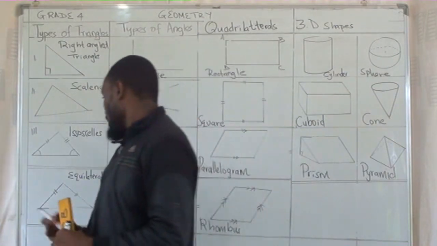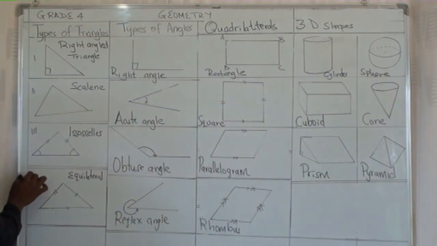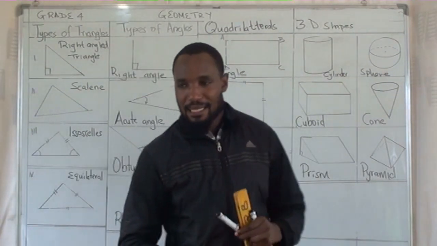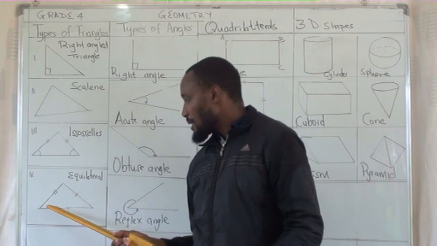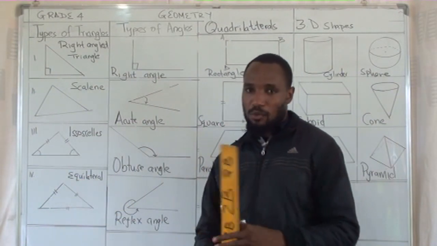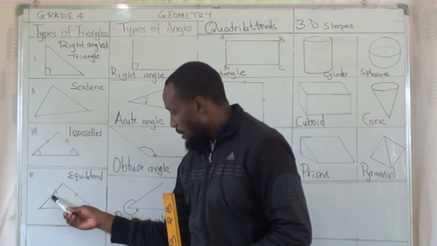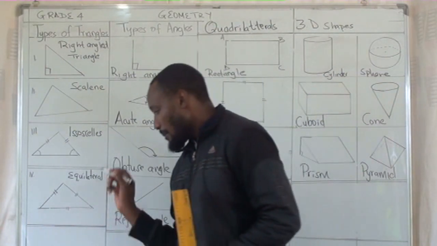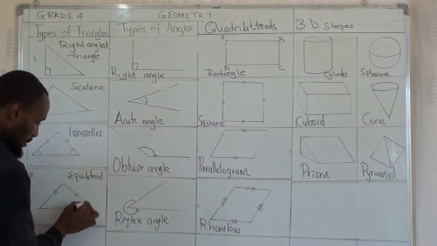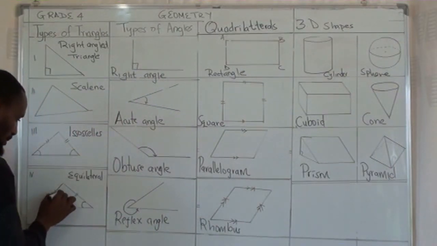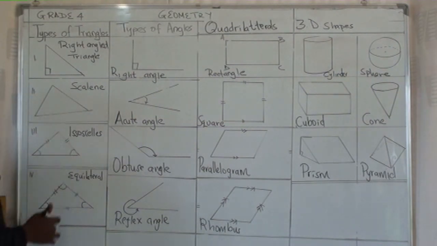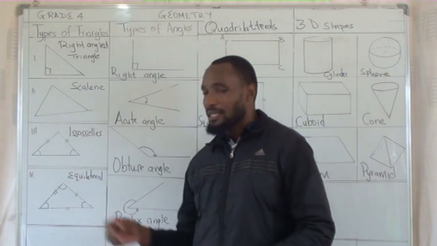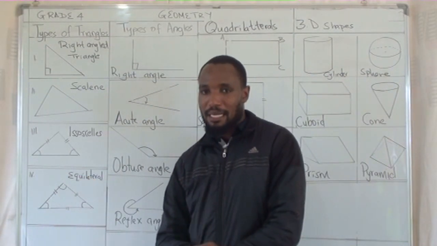Roman number 4, we have what we call an equilateral triangle. What is an equilateral triangle? It is a triangle that has all sides equal. You can see I've put some lines here to show that its sides are equal. But also, all the angles are equal. So these ones are also equal. So with triangles, those are the 4 major triangles that I want you to know in grade 4 that will help you in your NECTA exam.